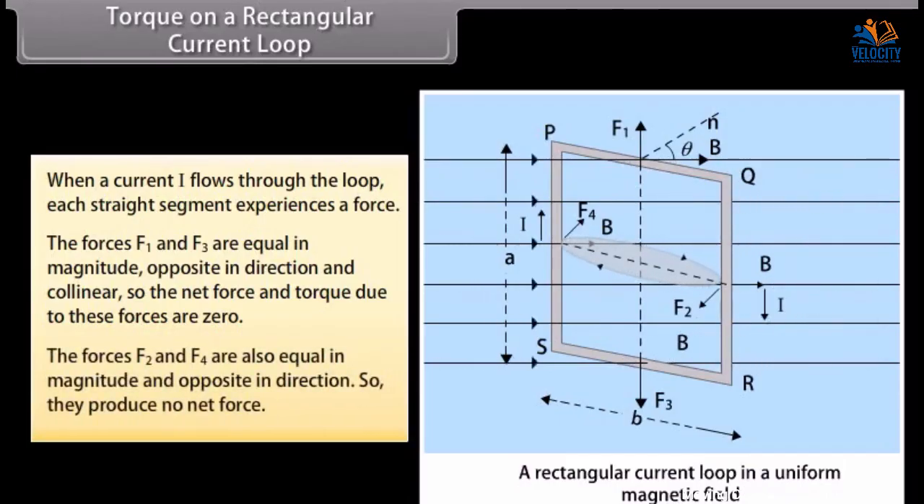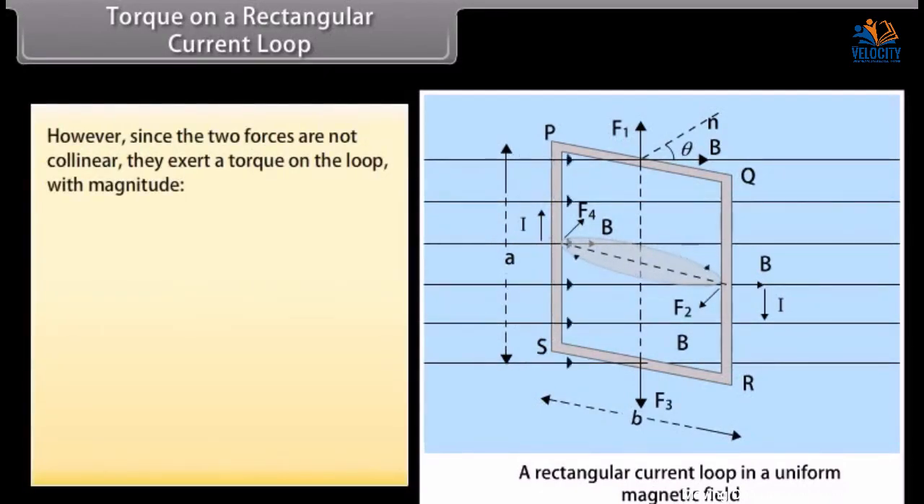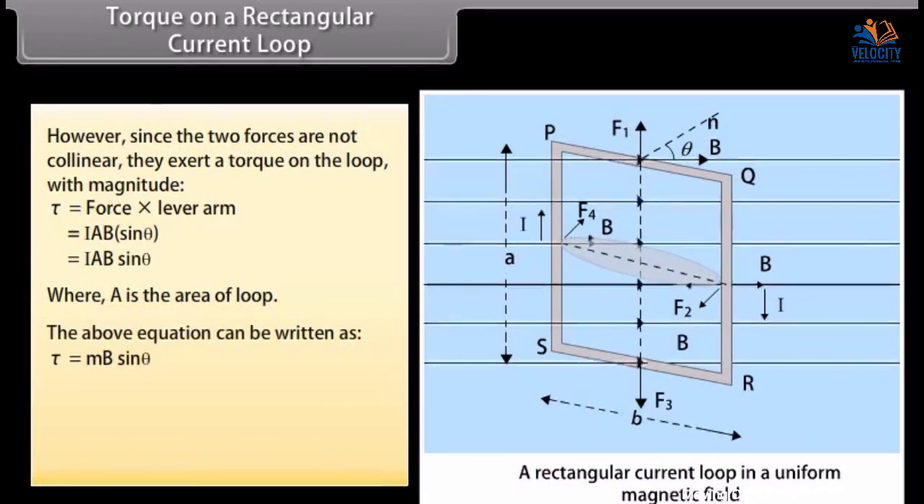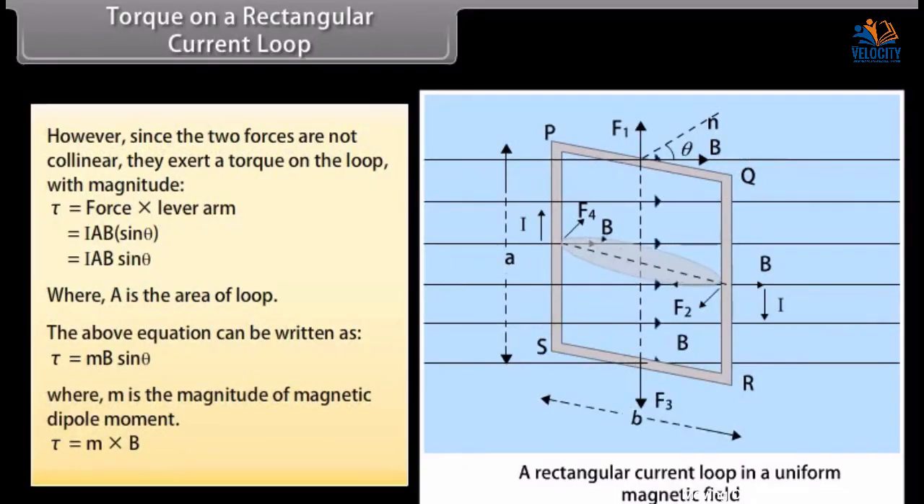The forces F2 and F4 are also equal in magnitude and opposite in direction, so they produce no net force. However, since the two forces are not collinear, they exert a torque on the loop, with magnitude equal to product of force and lever arm, which is equal to IAB sin theta, where A is the area of loop. The above equation can be written as tau is equal to mB sin theta, where m is the magnitude of magnetic dipole moment. Tau is equal to the cross product of m and B.